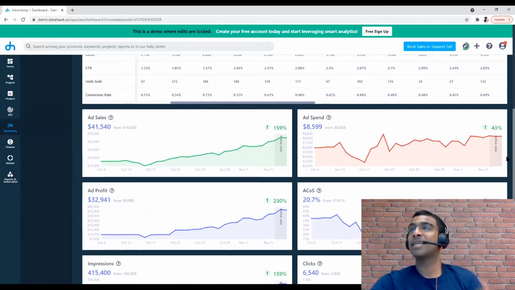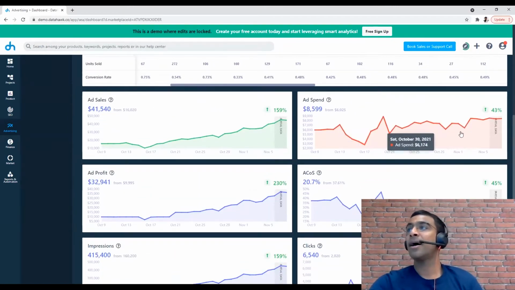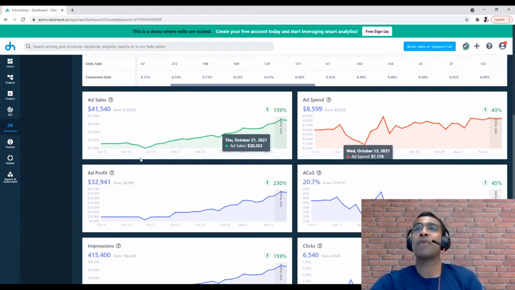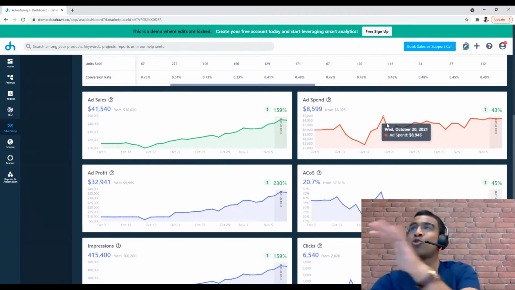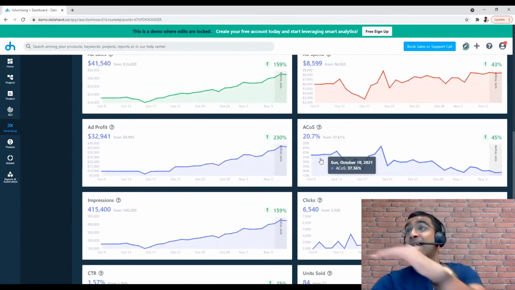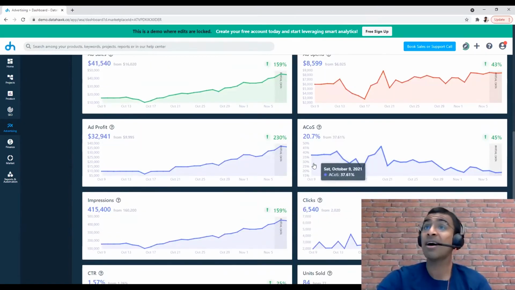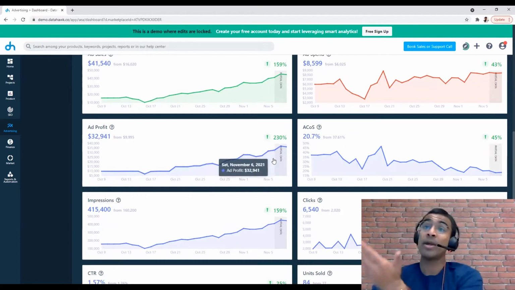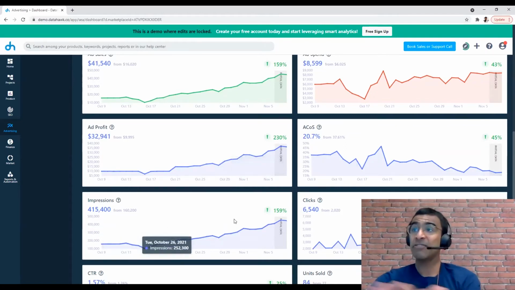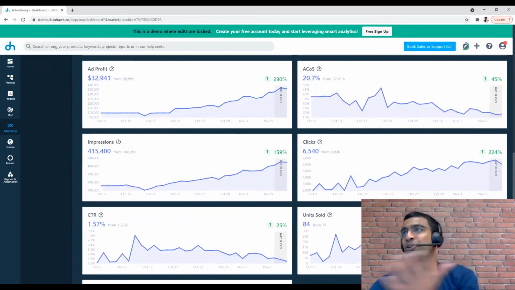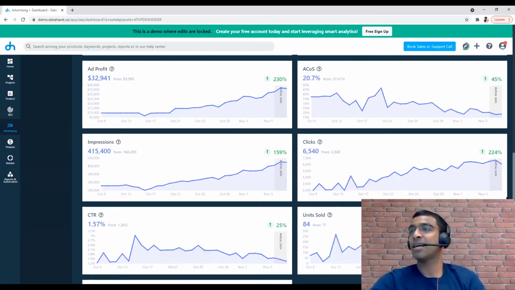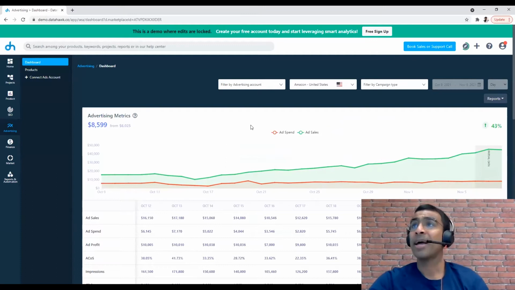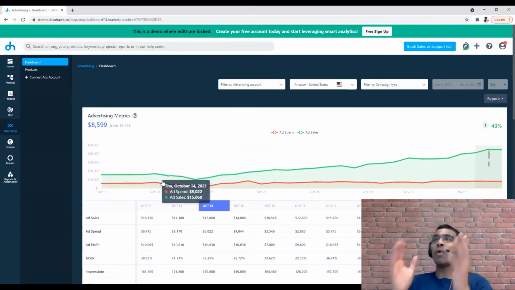When you scroll further down, there are some additional cards with trend lines. You can see how your ad sales have been increasing over time. You can see how your ad spend has been more or less steady. You can see how your ACoS is actually on the way down, so that's a good sign. You can see how your ad profit is going up, and your impressions have been going up. You can see your trend lines across all of the key KPIs, like your clicks, units sold, CTR, and so on. And this is within the web app.